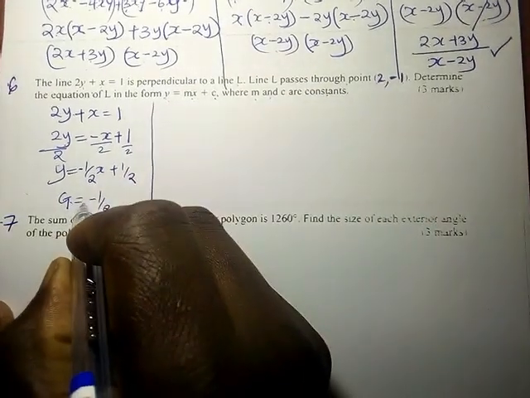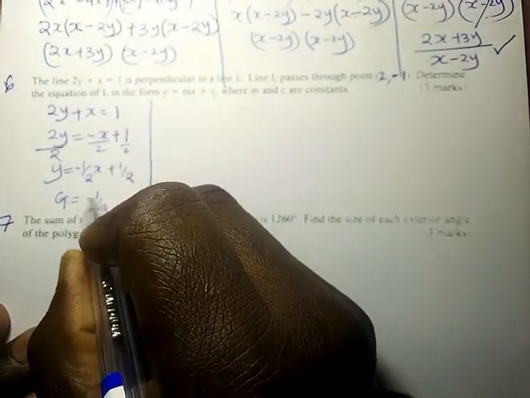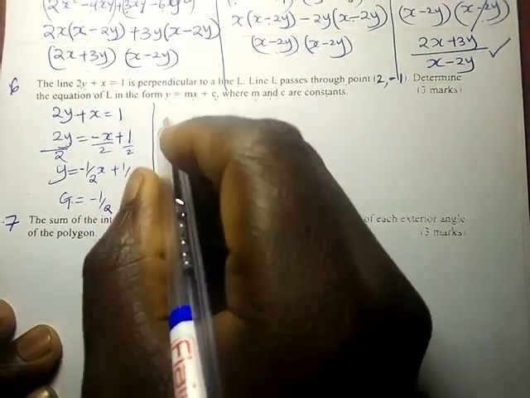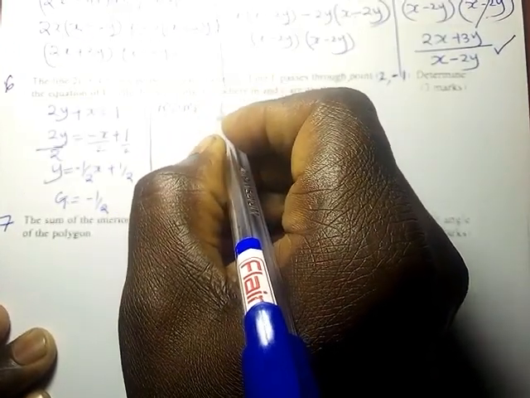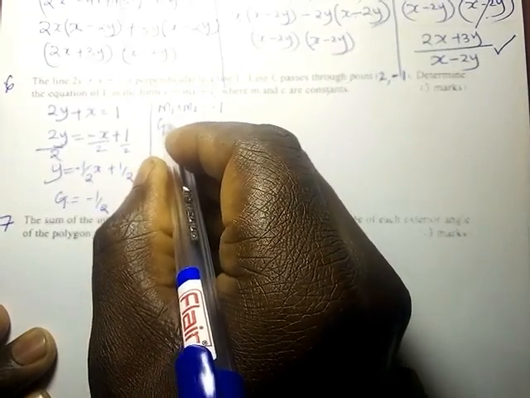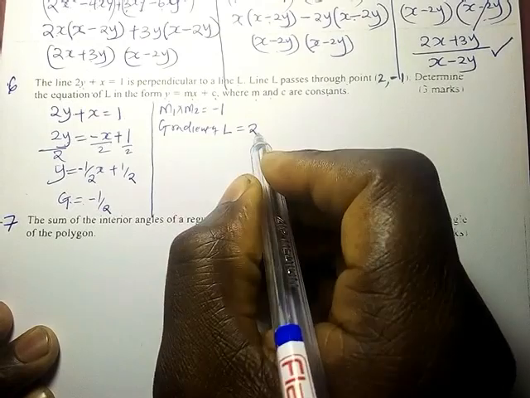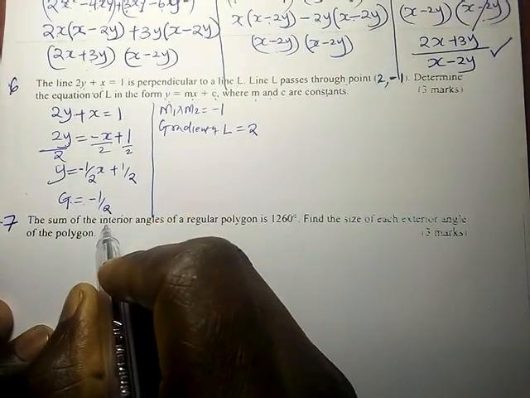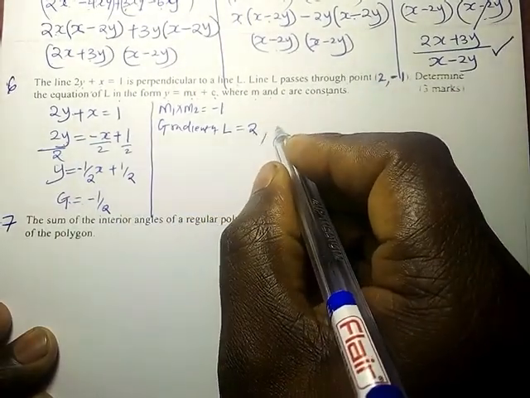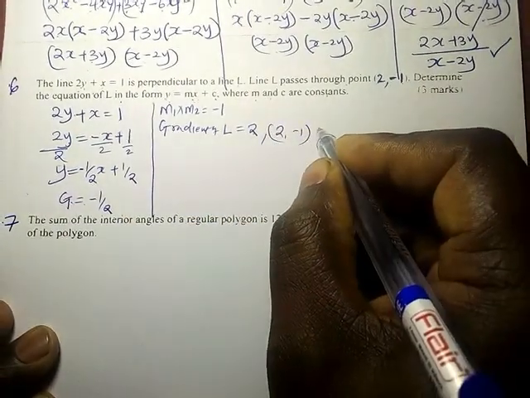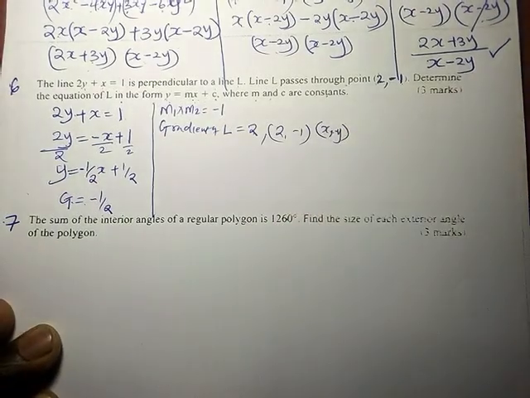But for perpendicular lines, the relationship between their gradients is that when you multiply their gradients, the answer is -1. So m1 times m2, the answer should be -1. So gradient of L is equal to 2. So that 2 times this one, the answer is -1. So now we have the gradient of line L. The line L is passing through 2, -1. We take the general point x, y. Now we can get the equation.